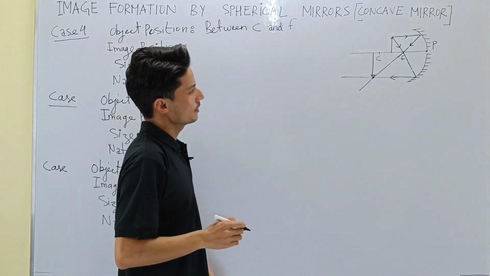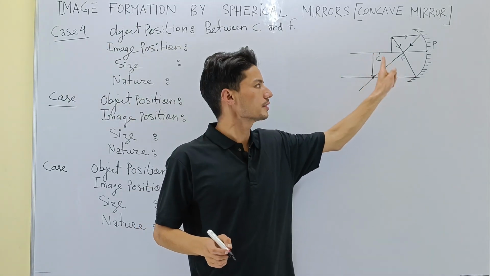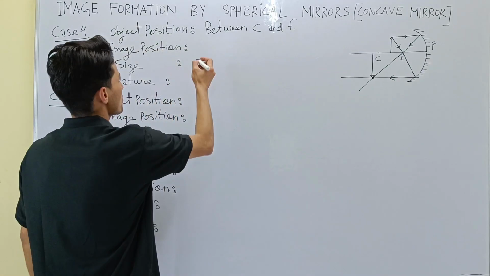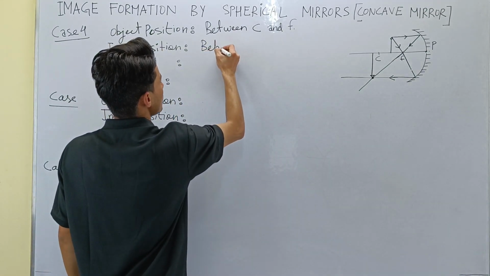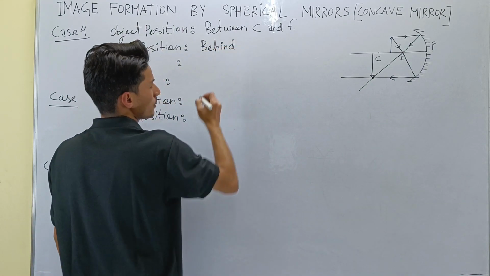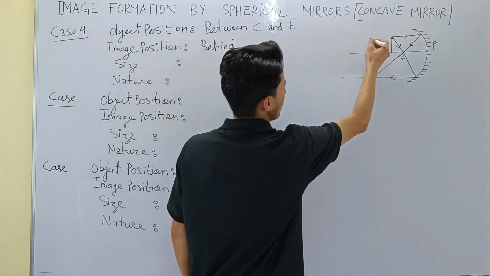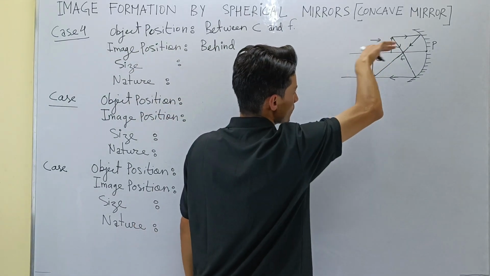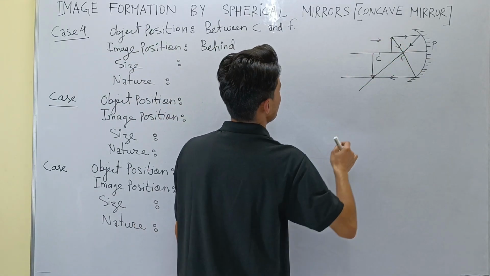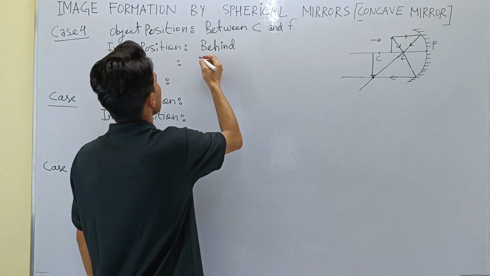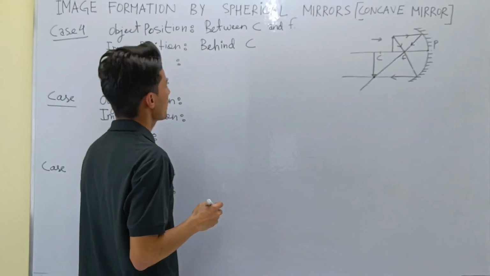Some of you may think, then doesn't that make it in front of C? No, it's behind C. So image position: behind C, because we move like this only, isn't it?